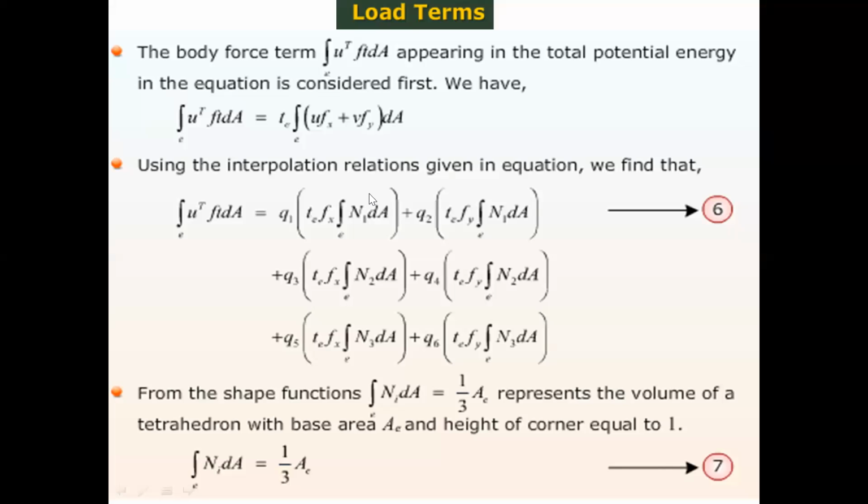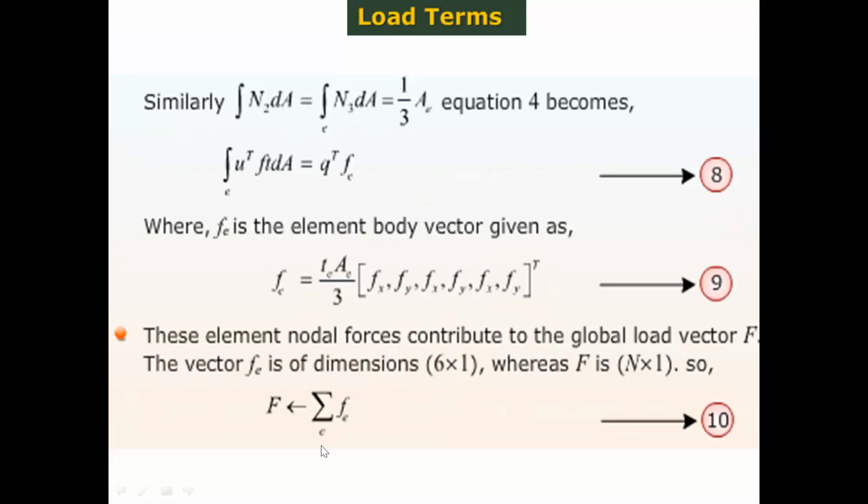So what do you get here? 1 factorial into 2A divided by 1 plus 2 factorial. So what do you have? 2A by, here you have 6. So A by 3. This is A by 3, this is A by 3, this is A by 3. All are A by 3. So that's what is given here. It's one third of the area. In the same way, N2 and N3 you can do, and then you can find out all the coefficients.